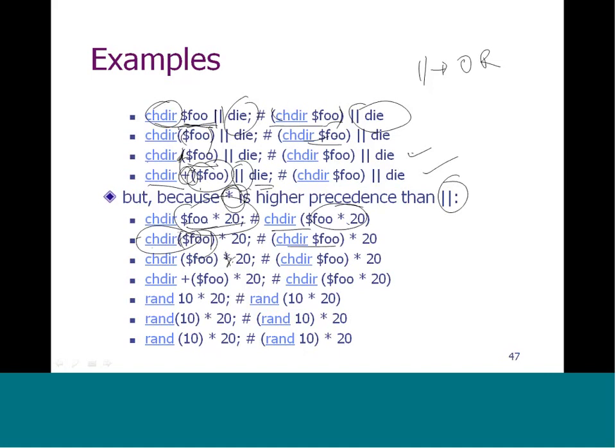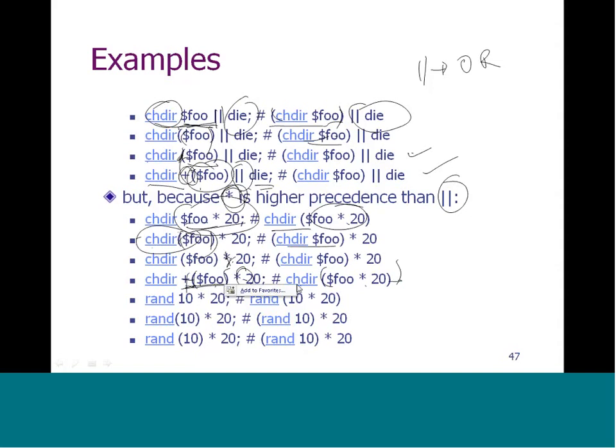Another interesting one is this one. Here we put the parenthesis around foo, but we add an additional operator. So you can see that again this has a higher precedence than the addition. So again it's foo times 20, and that's the argument in the chdir term.